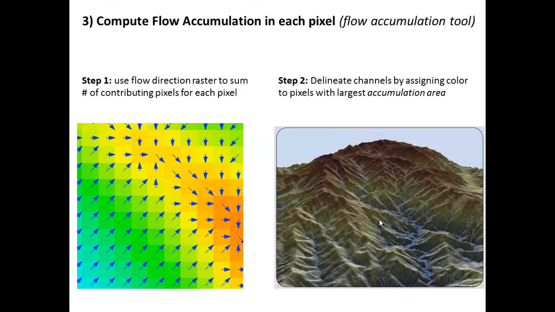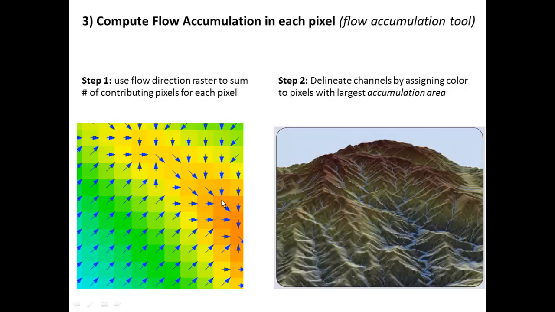So the third step is to compute flow accumulation into each pixel. And the way this works is that the algorithm starts at any given pixel, and it asks which neighboring pixels are flowing into this pixel. And then for each of those in turn, it will follow that pixel uphill, counting the total number of pixels that are pouring into the given pixel.